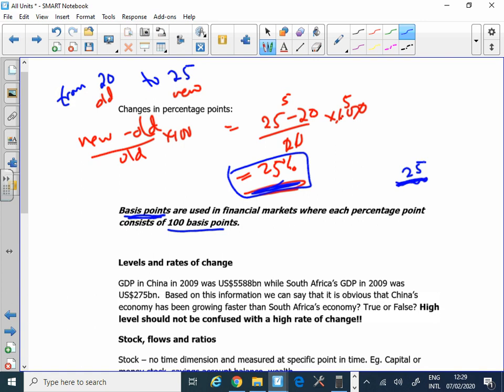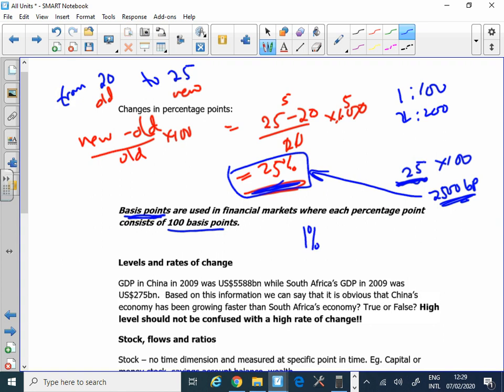It would be 25 percentage. 1 has 100. So if it's 2, it's now going to be 200. If it's 25, it's going to be times 100, which is going to be 2,500 basis points, not percentages. If it's basis points, it will be 2,500. Percentage is going to be 25. And then at times, if they give you 1%, especially for those of you who are maybe doing investments or something, if you have 1% and you're supposed to change it to a basis point, you're going to say 1 over 100. It should give you 0.01 basis points.